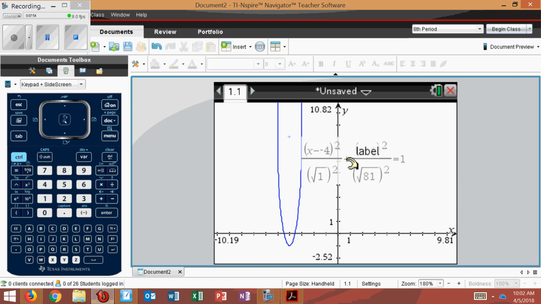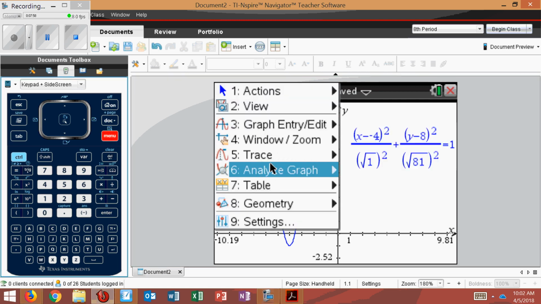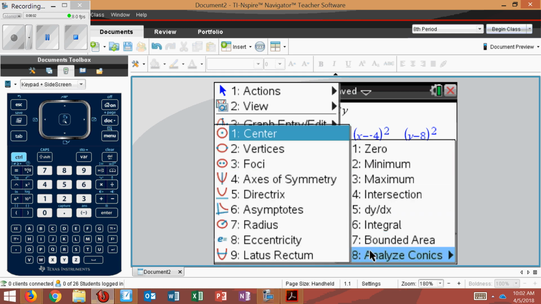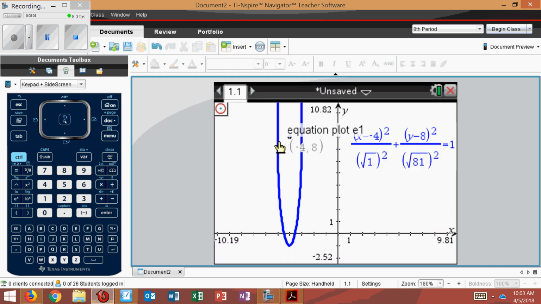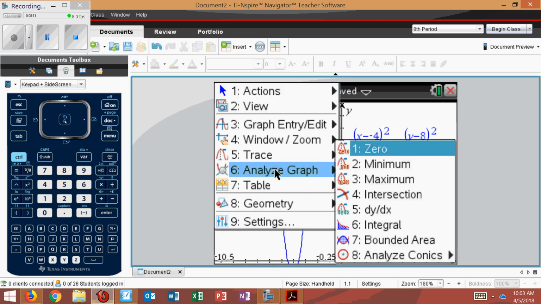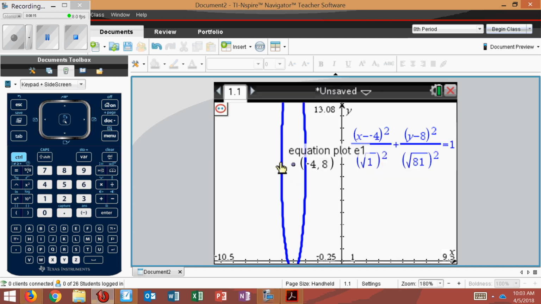Now I'm going to scroll out. Here's my center. If I want to know what the calculator thinks about the center, I go menu, analyze graph, analyze conic, center. When I highlight it, it says it's negative 4, 8. That was our center. The next thing it asked us to find was the foci. So I go analyze graph, analyze conic, foci, and I hit the button. It'll give me the two values.